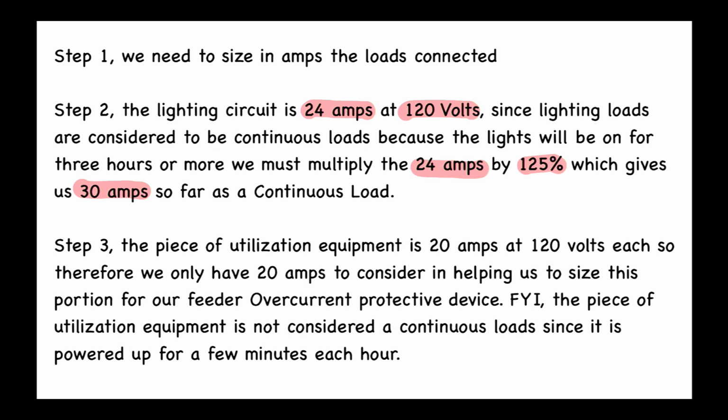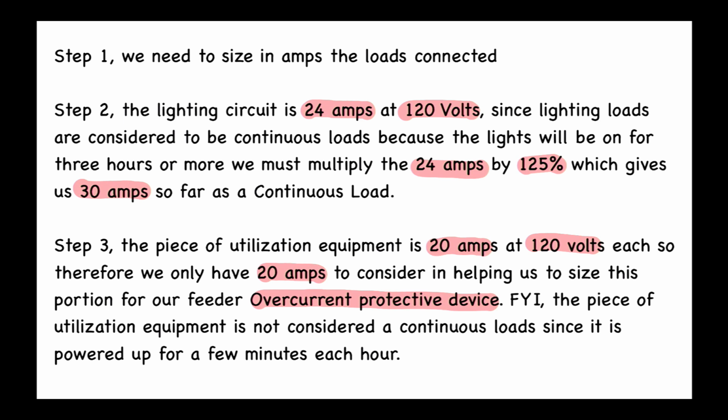The piece of utilization equipment is 20 amps at 120 volts. So therefore, we only have 20 amps to consider in helping us to size this portion of our feeder overcurrent protective device. FYI, the piece of utilization equipment is not considered a continuous load since it is powered up for a few minutes each hour.